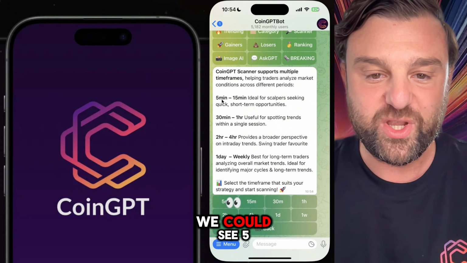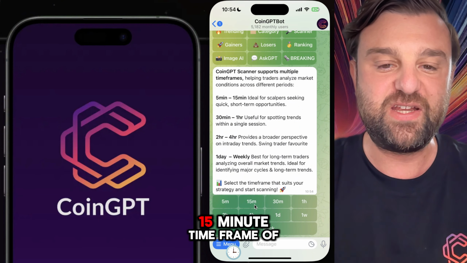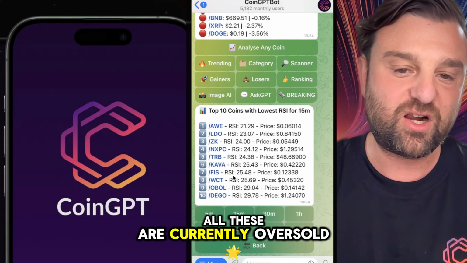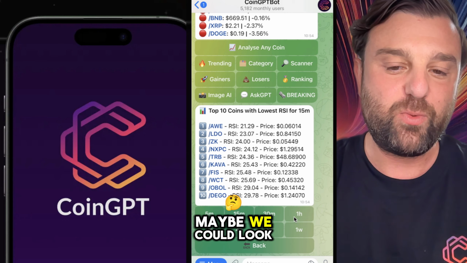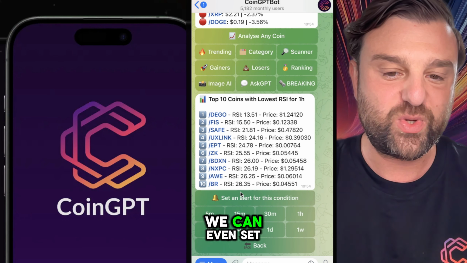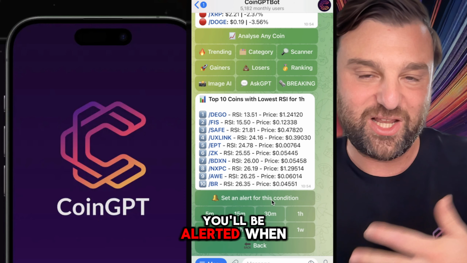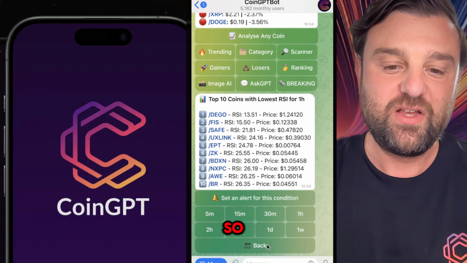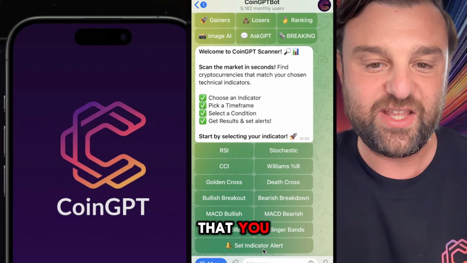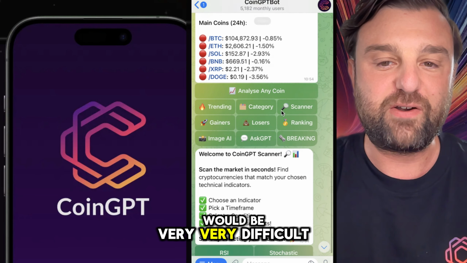So for example, we could see 5 and 15 minute, ideal for scalp traders. So let's go by the 15-minute time frame of oversold coins, and we can see all these are currently oversold. Maybe we could look on the 1 hour, for example, as well. Maybe there's some more opportunities. We can even set an alert for when this condition is met. You'll be alerted when coins meet that condition. So a great way of managing risk by using these indicators, that doing manually on TradingView would be very, very difficult.